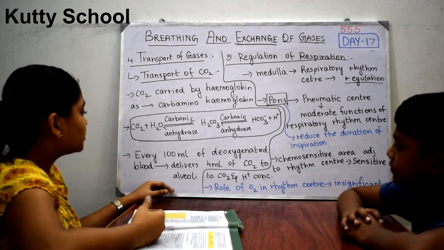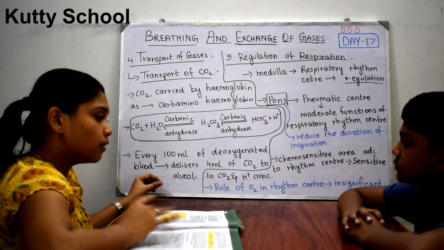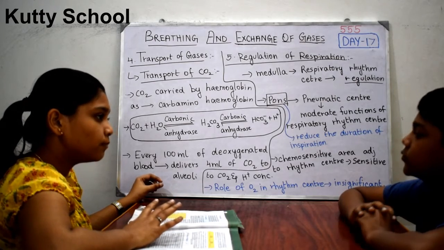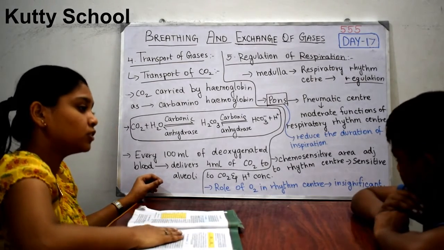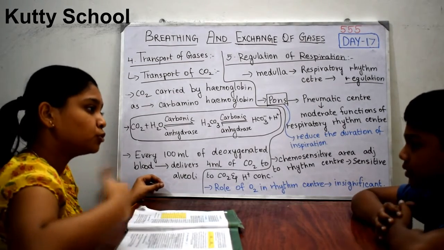Whereas every 100 ml of oxygenated blood can deliver 5 ml of oxygen to the tissues, because oxygen is traveling from the alveoli to the tissues, whereas carbon dioxide is traveling from the tissues to the alveoli.